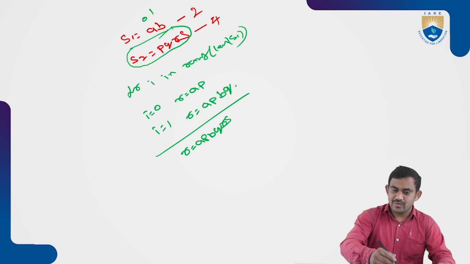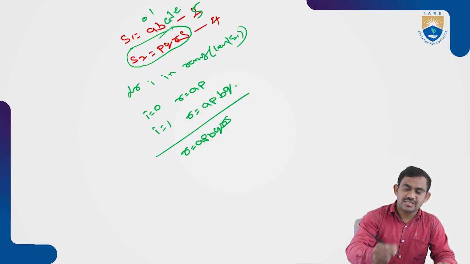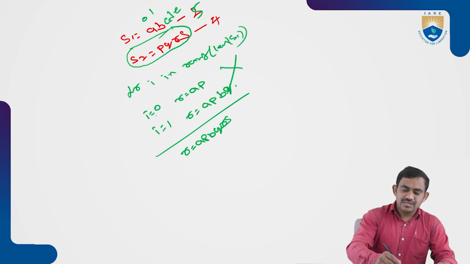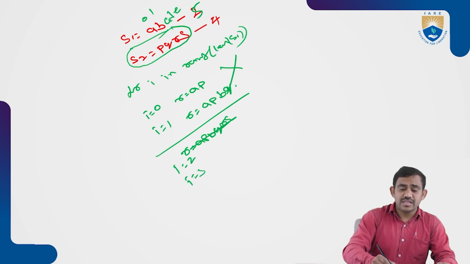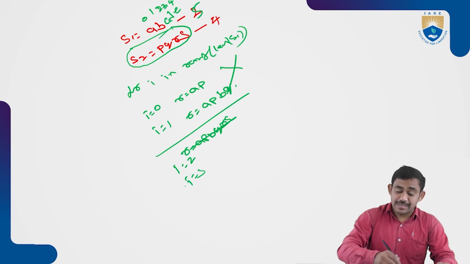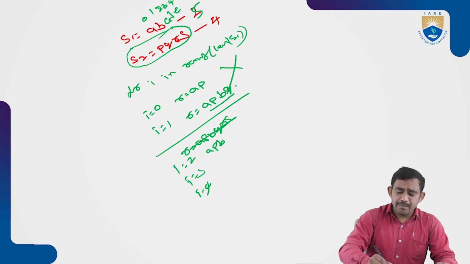Now suppose my string 1 is A, B, C, D, E, which is 5 characters, and string 2 has 4. Then this condition will give an error. Why? i equals 0 is done, i equals 1 is done, i equals 2, then i equals 3. So 0, 1, 2, 3, 4, up to 4 I have, so my string has 5 characters. So i equals 4 also exists. So then I need to add: A, P, B, Q is done.